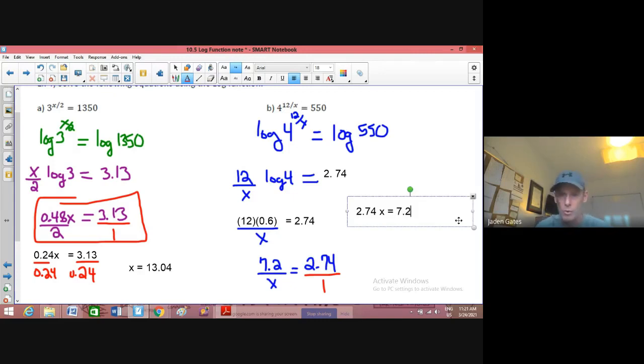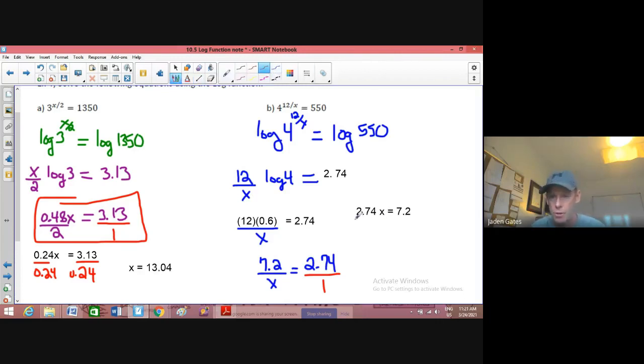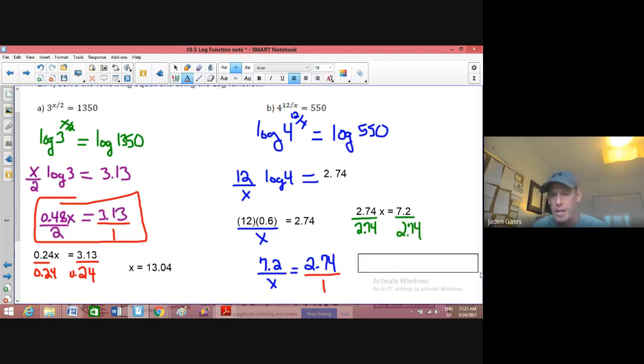Well, that's 7.2. And then finally, the last step here, just dividing by my numerical coefficient, 2.74, divided by 2.74 on both sides. And then I'll finally get the value of my exponent, or the value of x, I should say. In this case, it is 2.63, again going to 2 decimal places. And there we go. So there's the log function.